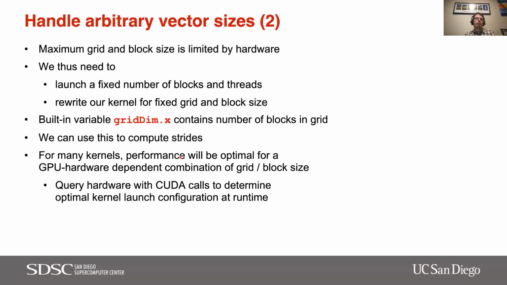For many kernels, the performance is optimal for a certain GPU hardware-dependent combination of grid and block size, and that's just something you might have to experiment with. So you query the hardware at runtime for an optimal kernel launch configuration.